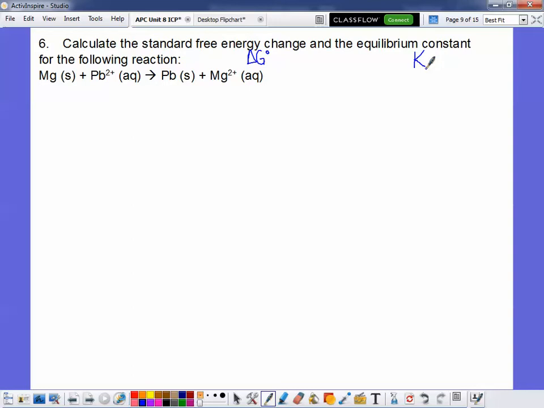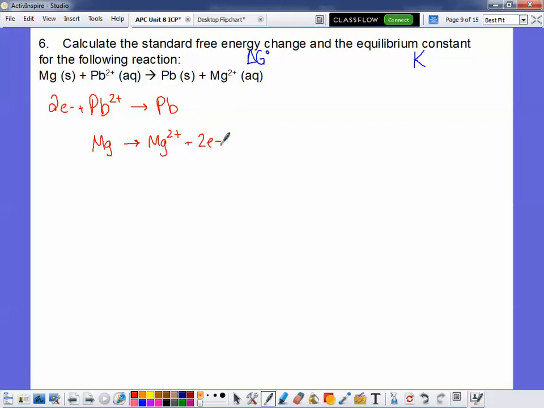In order to calculate both of these, we need the standard cell potential for this reaction. We need to calculate E. All right? So let's split our reaction into the two half reactions. What are our two half reactions? Pb2+ makes Pb. Where are the electrons? On the left, and we have how many? 2. And then what's our second half reaction? And the electrons are on the right there.